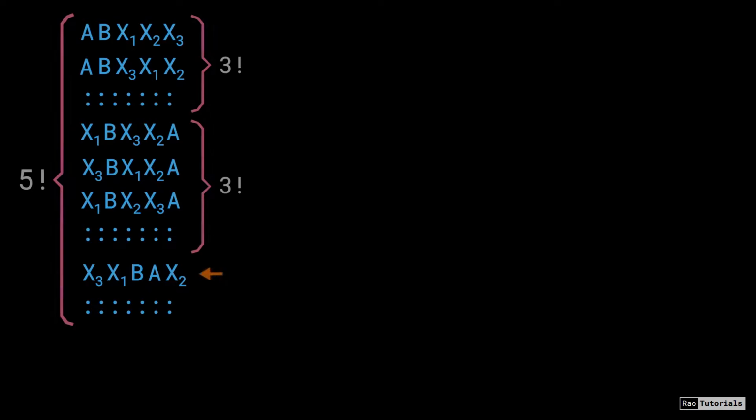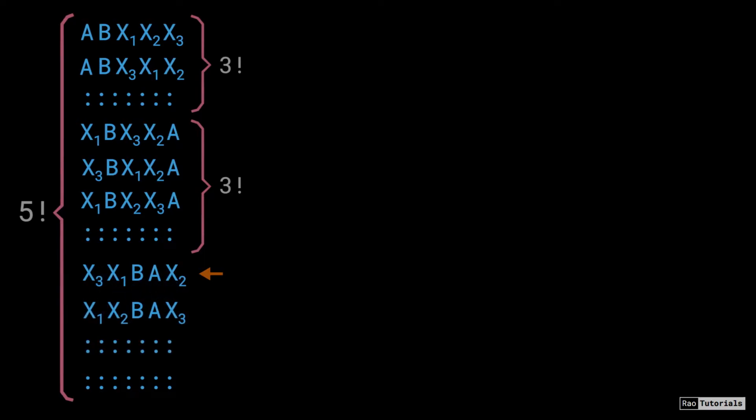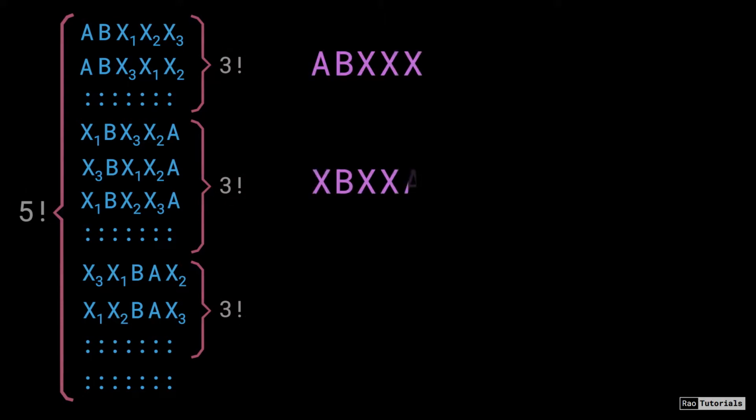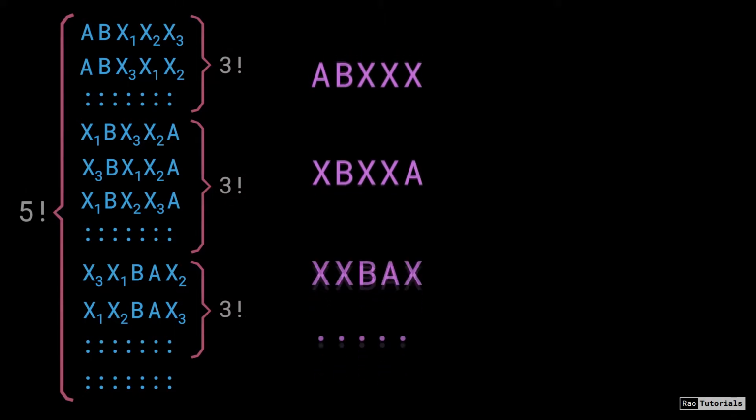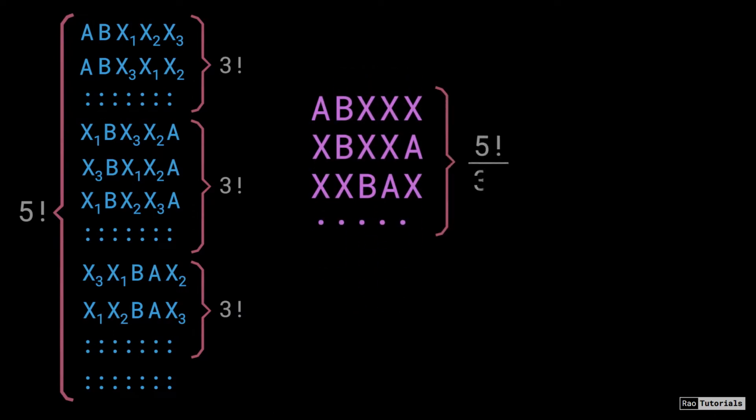Similarly, the number of arrangements of this type where A and B are at the 4th and 3rd position while x1, x2 and x3 interchange is also 3 factorial. So in this way, we can classify the total 5 factorial arrangements in groups of 3 factorial, where each group gives a unique arrangement of A, B, X, X and X. And the number of such arrangements is 5 factorial by 3 factorial.